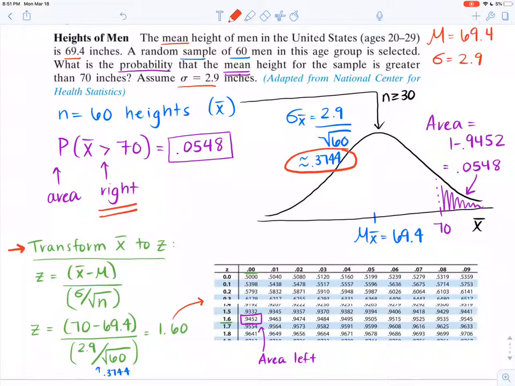So all the things that you know already about finding area left, area right, even area in between, those are all still going to hold true. They're going to be exactly the same as what you have seen before. Again, all you're doing differently here to find probability for sample mean is you're changing the standard deviation to sigma over the square root of n.